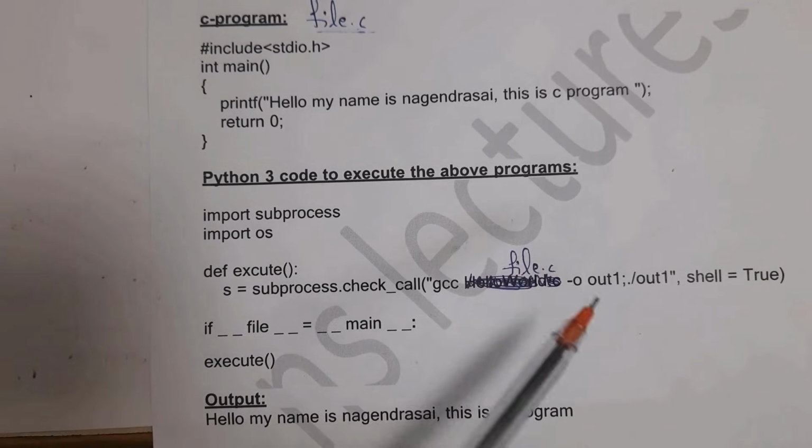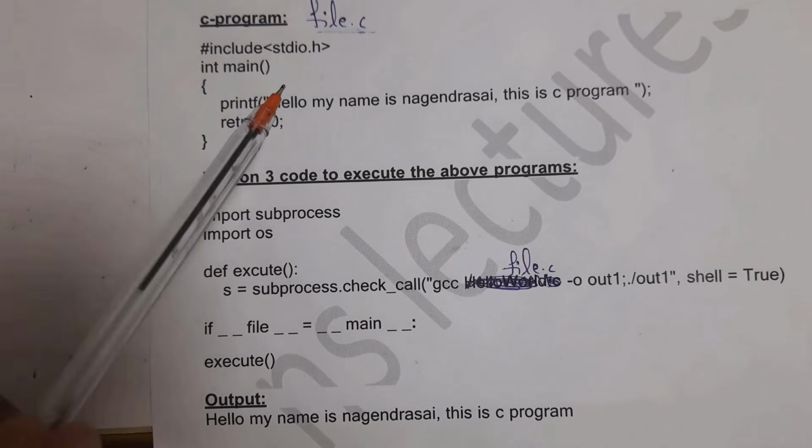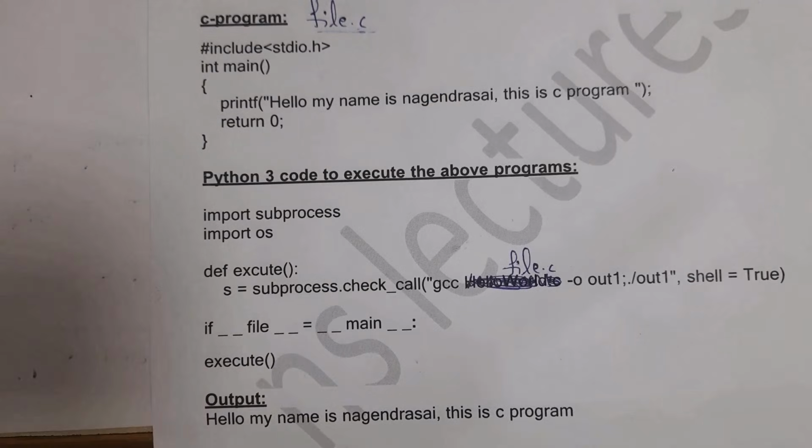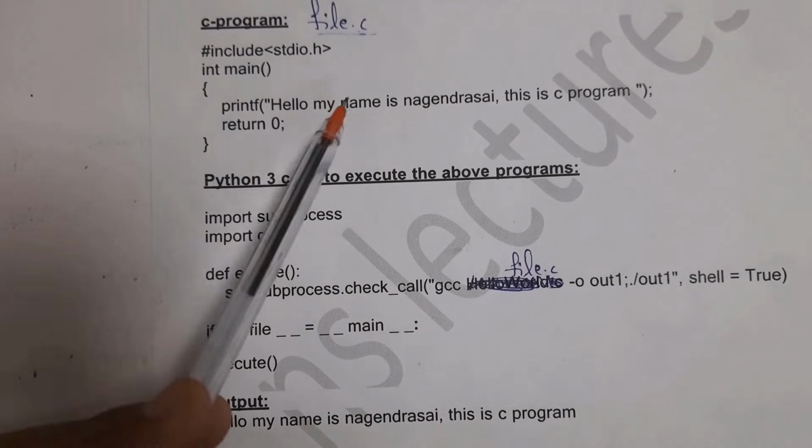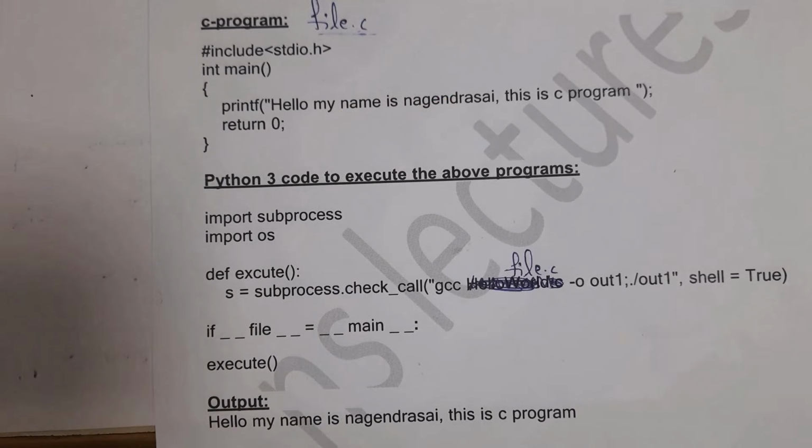It will execute file.c. File.c contains "Hello, my name is Nagendra Sai, this is C program." So I will get the output "Hello, my name is Nagendra Sai, this is C program." This is how we execute a C program inside Python by using the subprocess module.